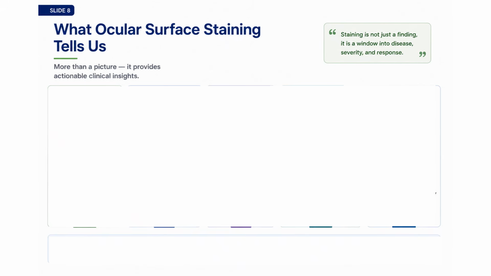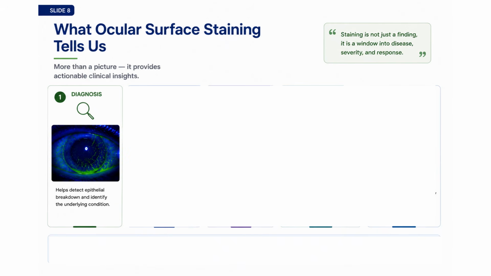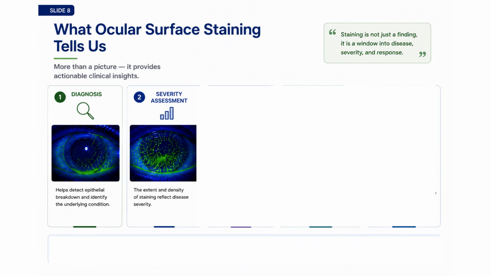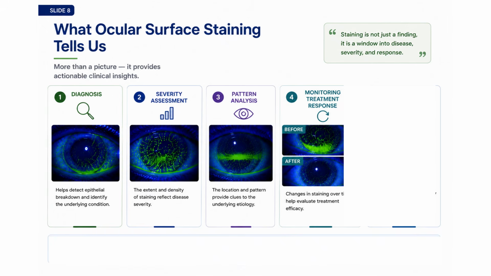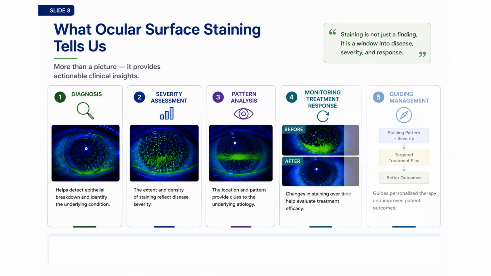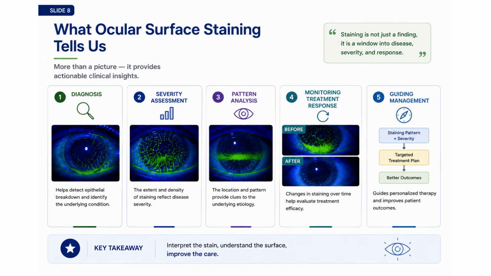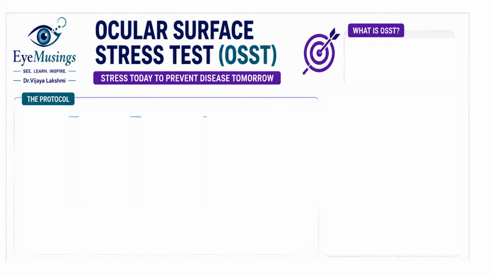What ocular surface staining tells us is more than a picture. It gives us actionable clinical insights. It helps us make a diagnosis, assess the severity, and gives us a pattern which will guide us towards the underlying etiology. It also helps us monitor the treatment response before and after using medications. So guiding the management, staining pattern with severity will give you a targeted treatment plan, which will give you better outcomes. Interpret the stain, understand the surface and improve the outcome.